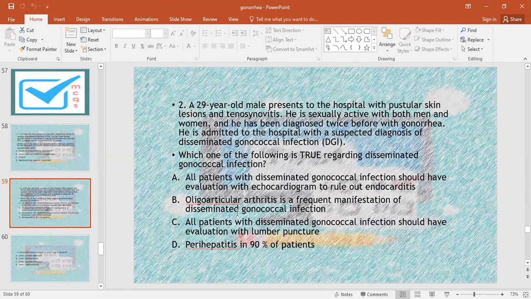Oligoarticular arthritis is a frequent manifestation of disseminated gonococcal infection. All patients with disseminated infection should have evaluation with lumbar puncture, and perihepatitis in 90%. It's B. Arthritis is the most frequent manifestation of disseminated gonococcal infection.